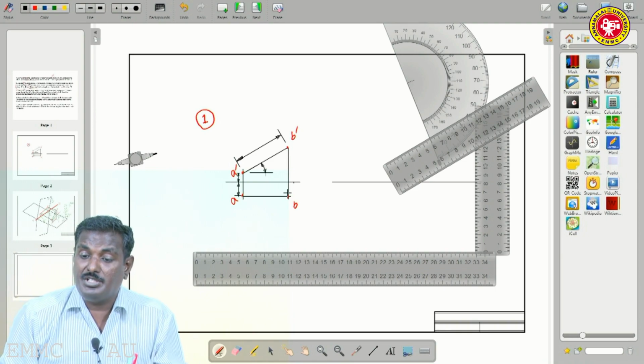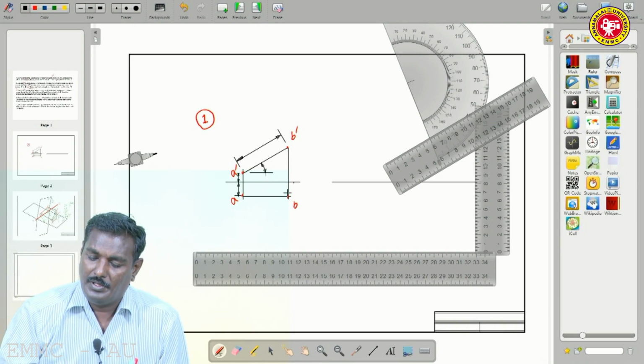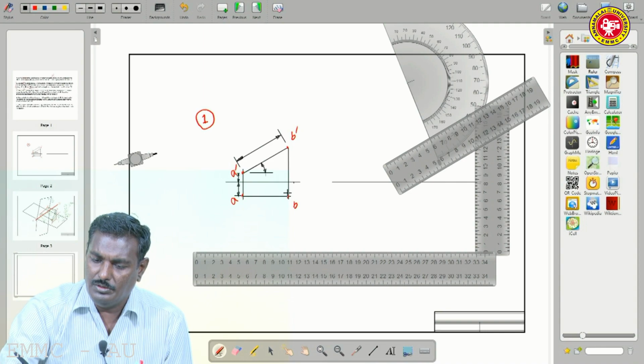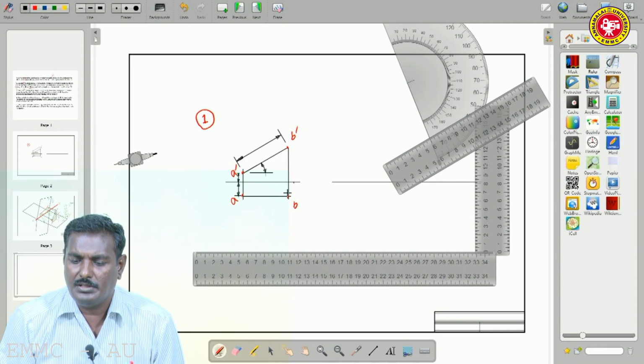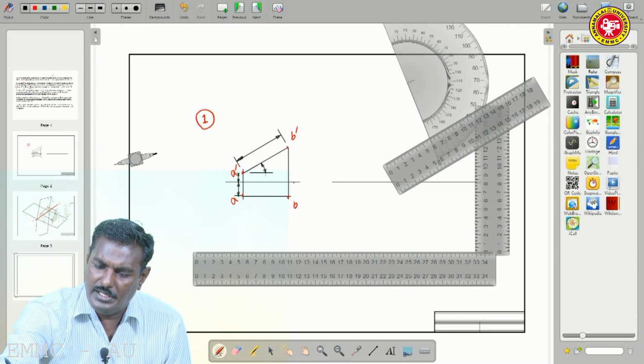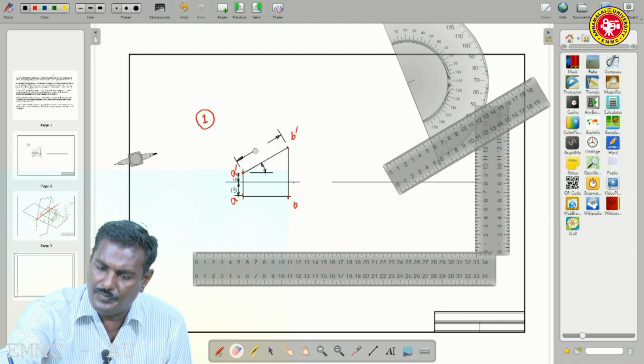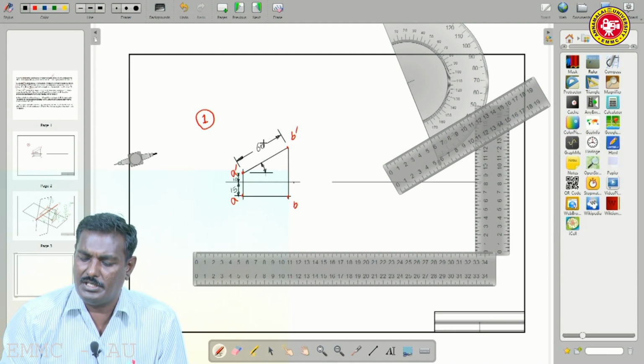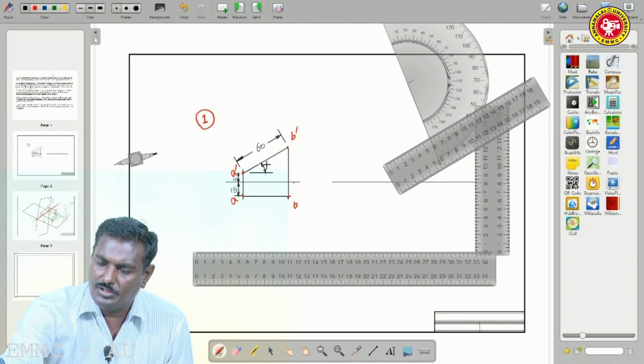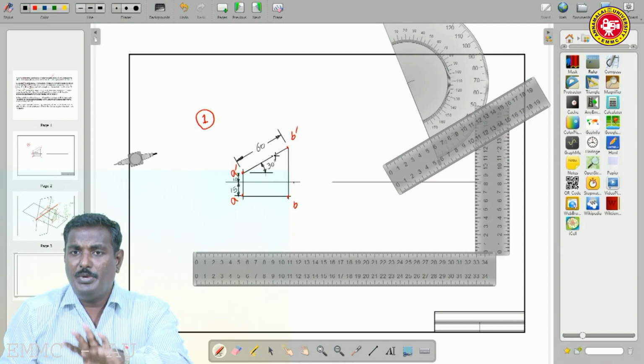The given dimensions should be placed. Then we have to give letters and symbols. Here 10 mm, so you have to write 10 mm. This is 15 mm. Here you have to erase in the center. Then we place 60 mm. All dimensions are in millimeters. Then the angle, 30 degrees. Then only it is completed.